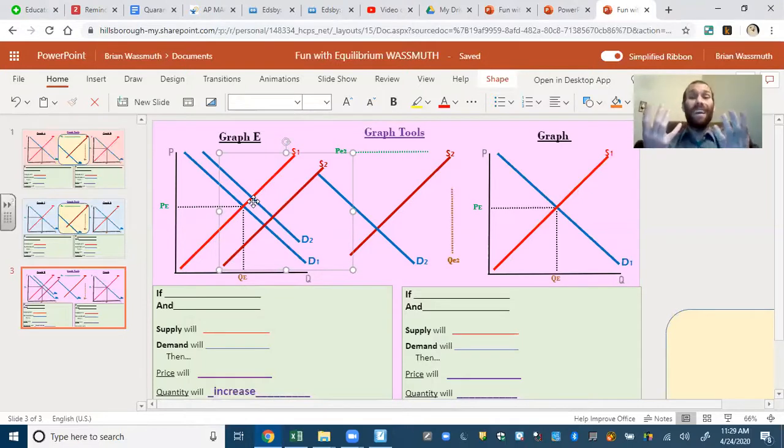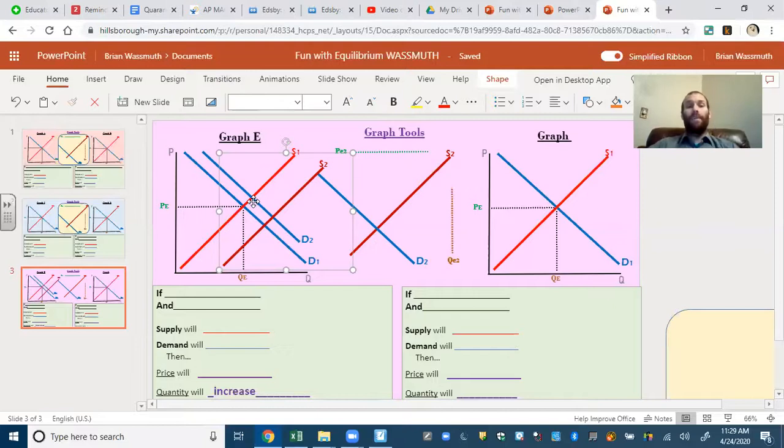A key little cheat sheet is, notice on this example, supply increased and demand increased. So both of those, supply and demand, increased. If they do that, you will always know that quantity will change and price will be ambiguous.